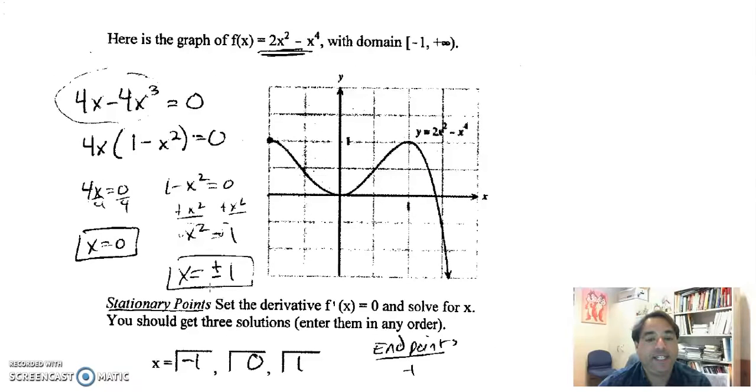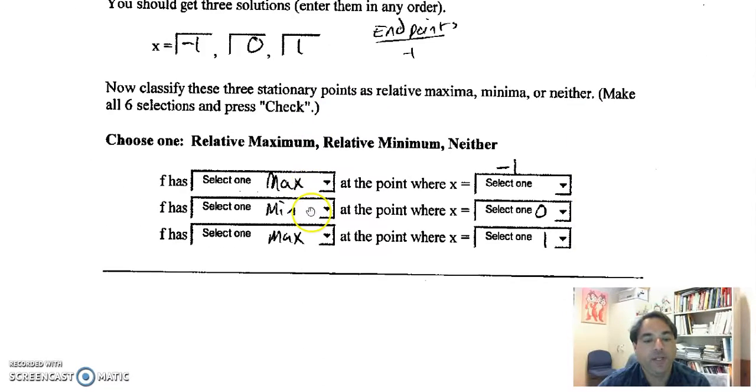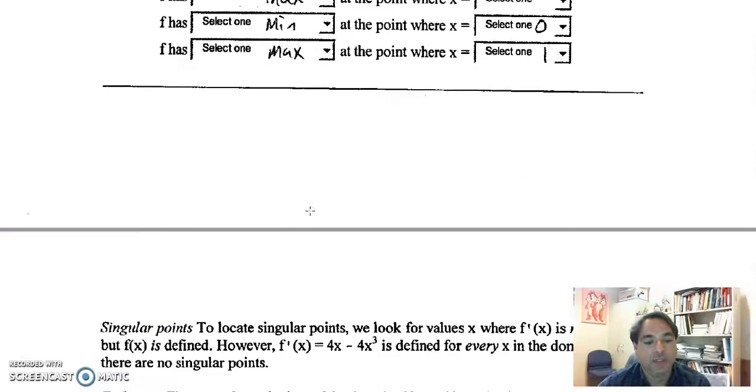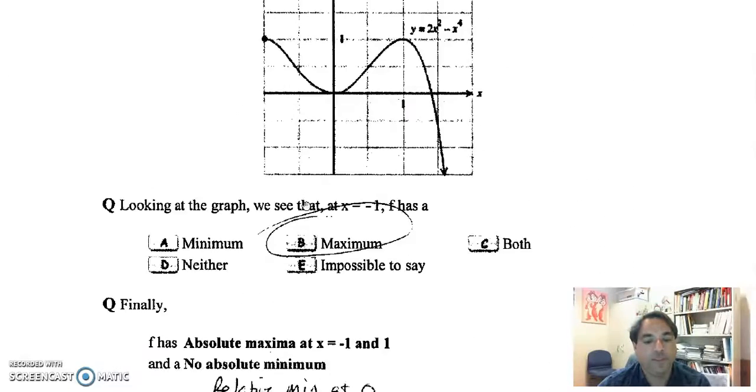To look for singular, we look for any sharp corners. There are no sharp corners in the graph, but also we can do it by looking at the derivative. The derivative is 4x minus 4x to the third. There's no number I could plug in that would make it undefined. An example would be if we had x in the denominator and plugging in 0 for x would make it undefined, but there's no x in the denominator, so there are no singular points. And then endpoints come from the domain, so we have -1, which we found earlier. Endpoint would be -1. We can plug those into the original to find the y values.